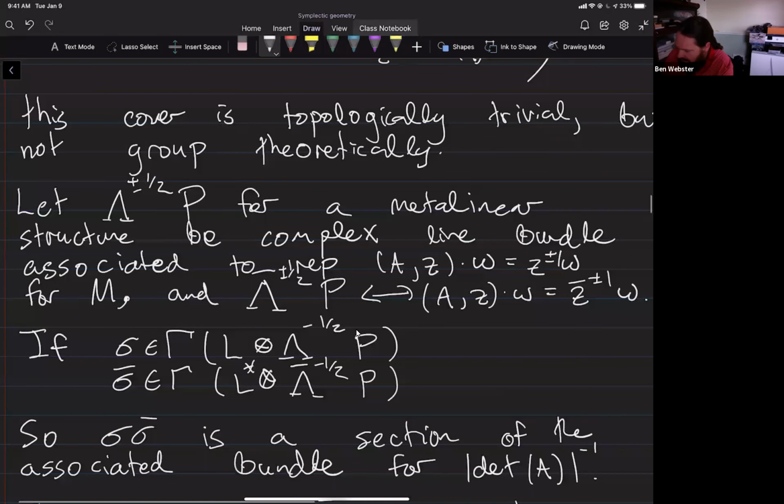All right, so the correct thing to do, or at least one way to correct this issue about wanting to get a density, is to take sigma to be a section not of the original bundle L, but of L tensored with this half form bundle for P.